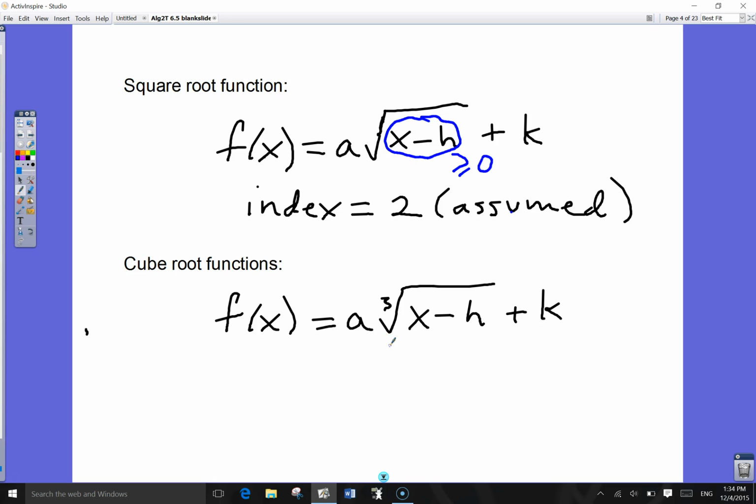Now a cube root function has an index of 3, which means this is a cube root, and it doesn't have the same issues with domain, because you can take the cube root of a negative number. If you take the cube root of -8, you get a negative number. It's -2, which means -2 times -2 times -2 equals -8. So there's no issues with the domain of a cube root function. The cube root function has a domain of all real numbers.